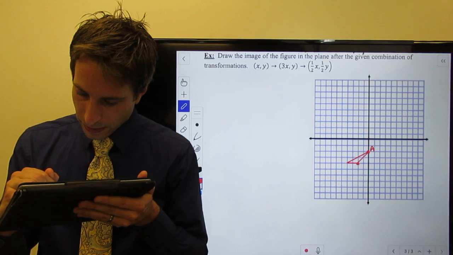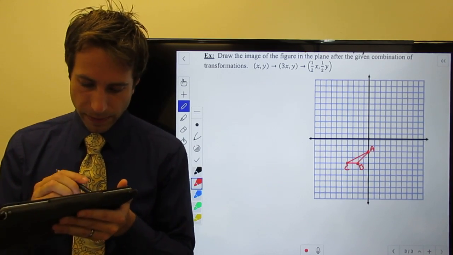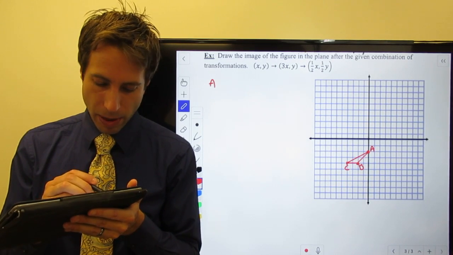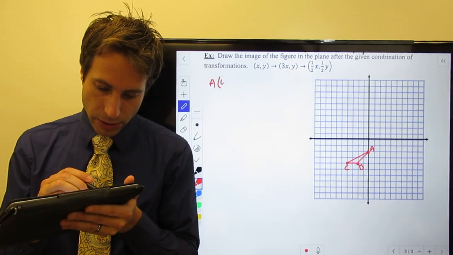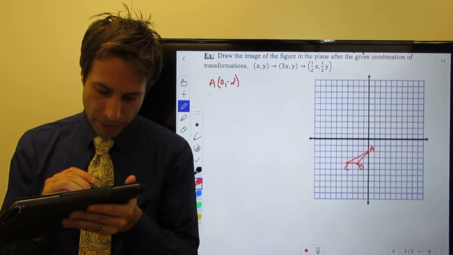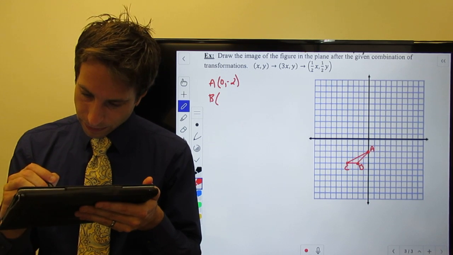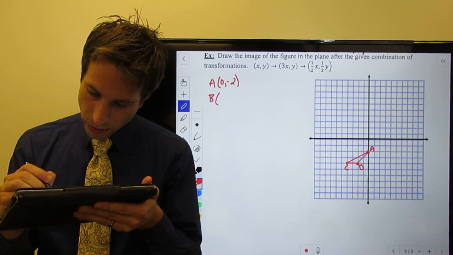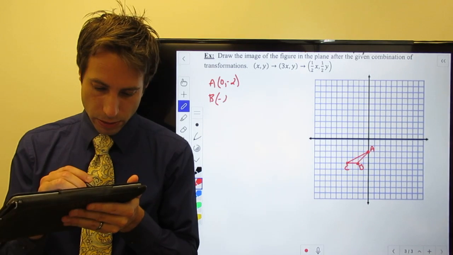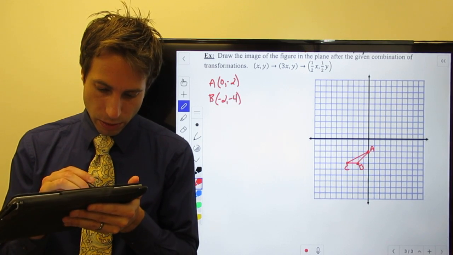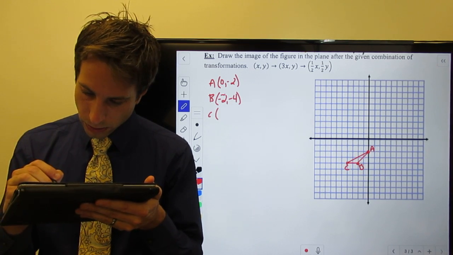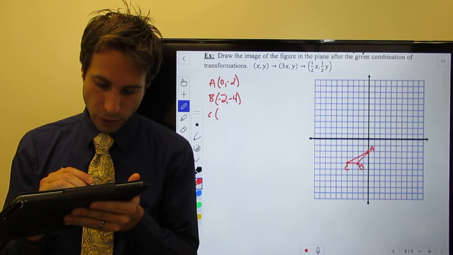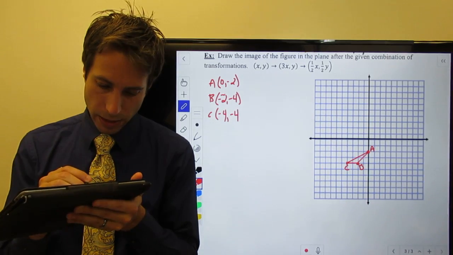A, B, C. Let's do this. A prime. No, not A prime. I apologize. Just A. It is at the point 0, negative 2. B is at negative 2, negative 4. And C is at 4, negative 4. So negative 4, negative 4.